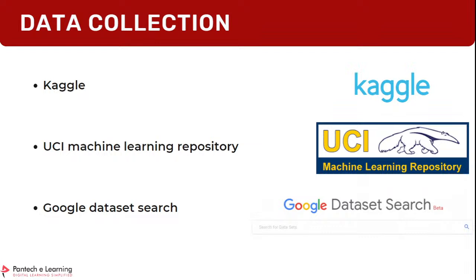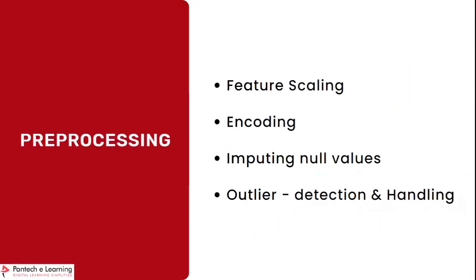So we know now what could be the data collection. So when you have your data, you can perform data analysis with Python tools like Matplotlib, Seaborn, and you can also do analysis with Power BI, Tableau, and business intelligence tools. And after doing that, you can go for some pre-processing like feature scaling, encoding, imputing null values, and outlier detection and handling. I'll tell you guys what this is.